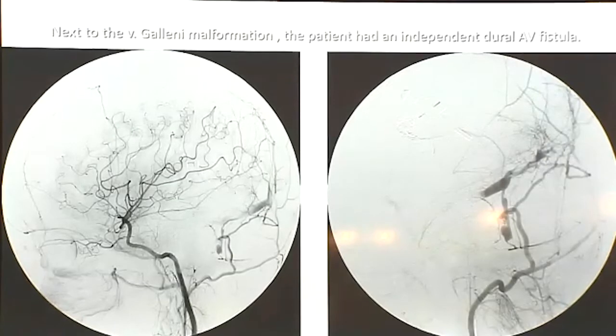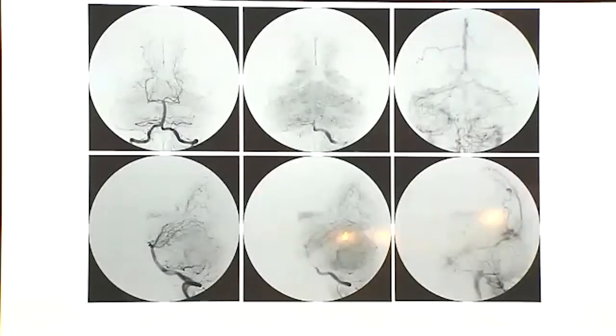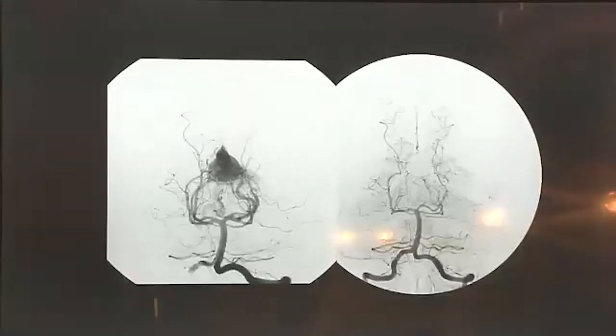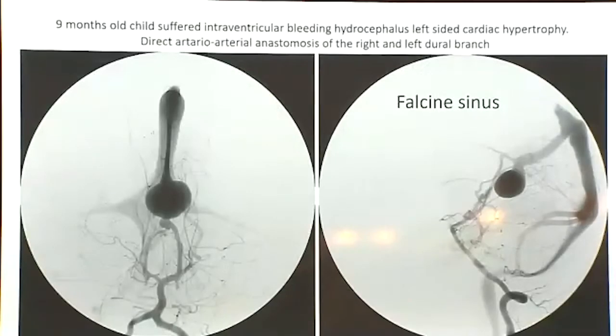It's the external carotid artery, you can see the dural branch. With a transvenous and transarterial approach, embolic material is put in, and this is after embolization and the result. And I close the dural branch.